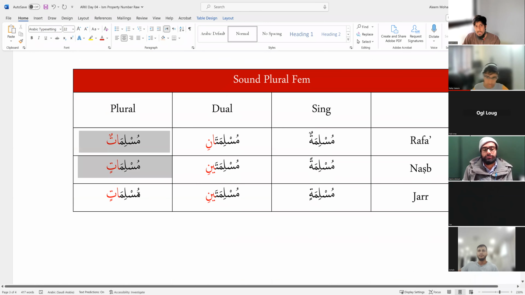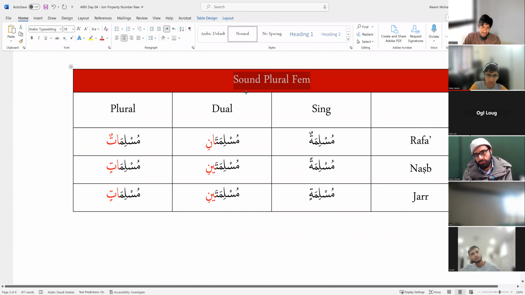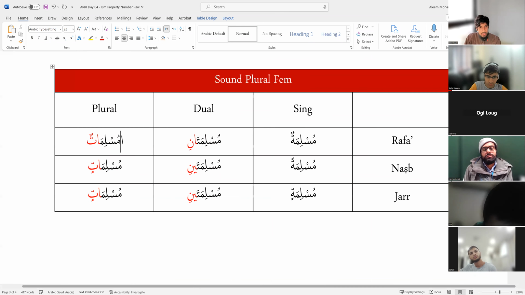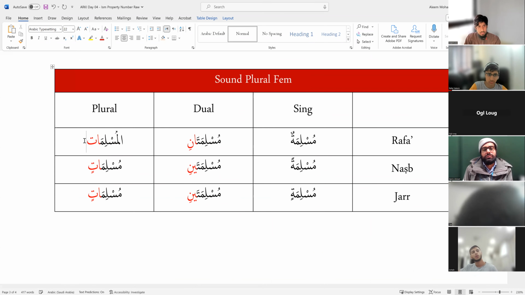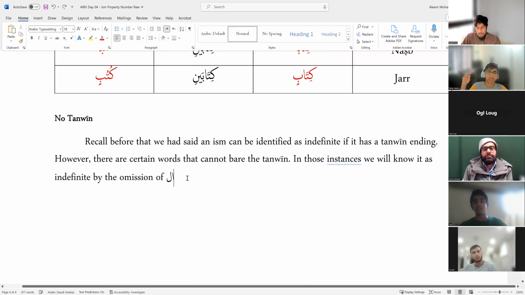The only one that doesn't apply, where a tanween can be taken, is actually the sound plural female, which is the atun or the atin ending. So if I put alif lam on this, right? If I were to put alif lam on this, then we'd get rid of that tanween that's there, right? And it becomes muslimatu. So just want you to keep in mind that rule there.